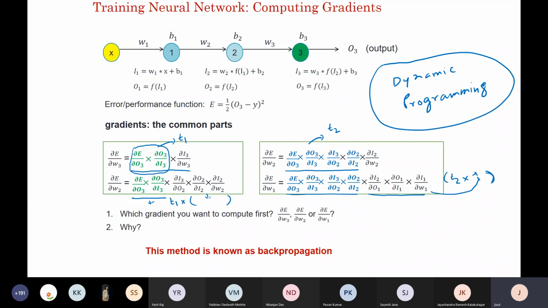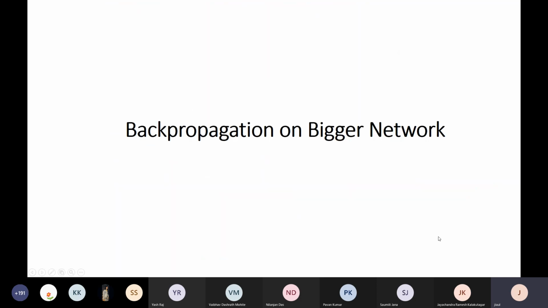So let's try to generalize this for a bigger network. My purpose in this case is to give you a general algorithm or method for training any kind of neural network, in a very compact form, so that you can write a couple of for loops and you have basically done it.